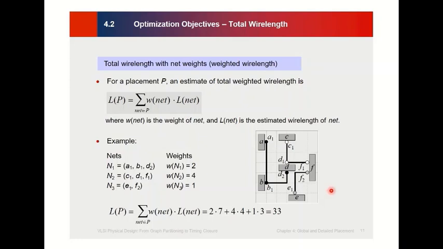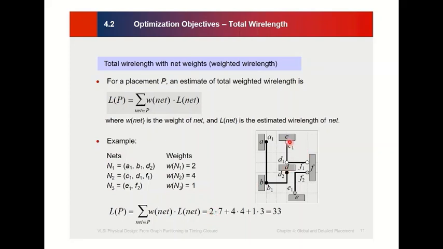So in this case, what is the actual length for N1? 1, 2, 3, 4, 5, 6, 7. The actual length for N1 is 7. But because it has a weight of 2, we consider the length for N1 to be 7 times 2, which is 14.